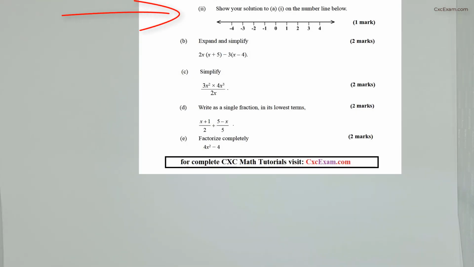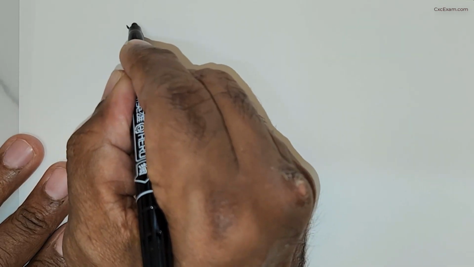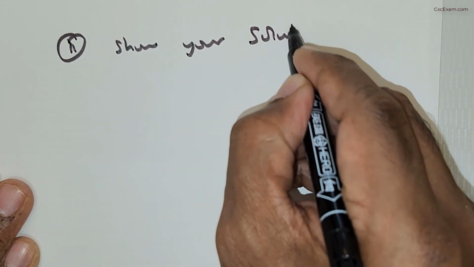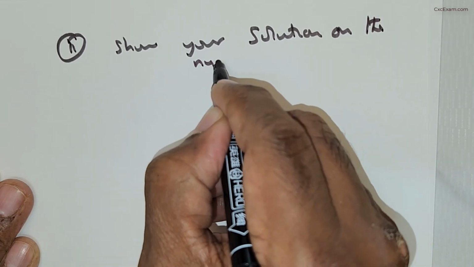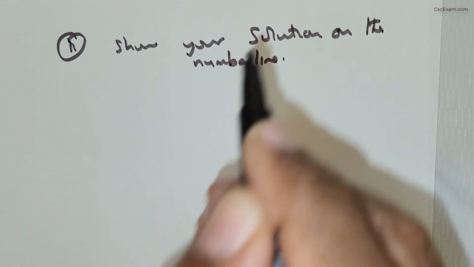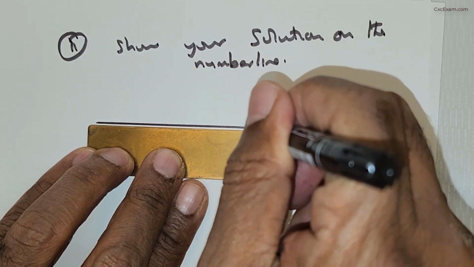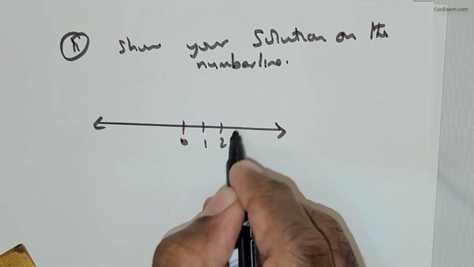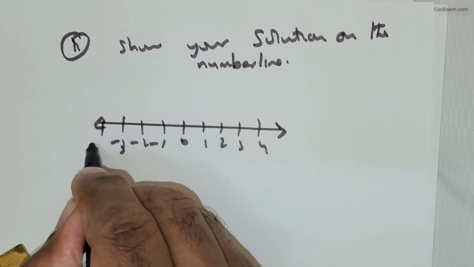Now this is the next part. The next part is asking us, show your solution on the number line. This is part 2. Show your solution on the number line. So how do we do that? We have to first have the number line. So we have 0 here, 1, 2, 3, 4 over here, negative 1, negative 2, negative 3, negative 4.